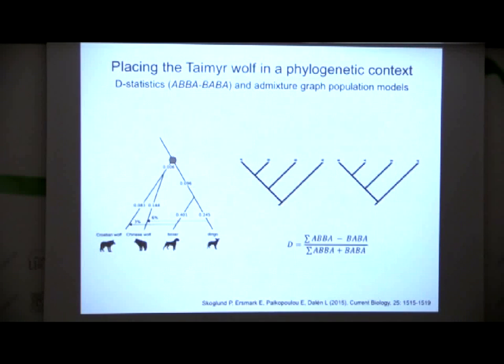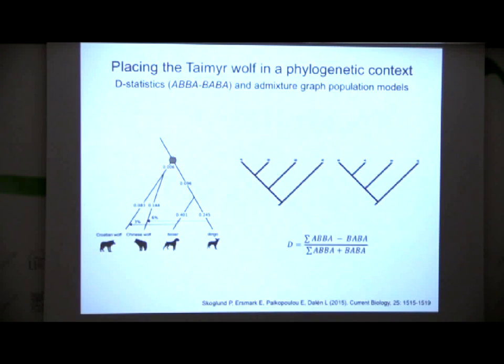Right, so what we decided to do, first of all, since we have a very clear null hypothesis, is that if you look at wolves and dogs, and a split that in the Friedman paper should be about 10 to 15,000 years ago, we expect our wolf to be up here somewhere. So therefore, we predicted that this wolf would be symmetrically related to all modern-day dogs and wolves.